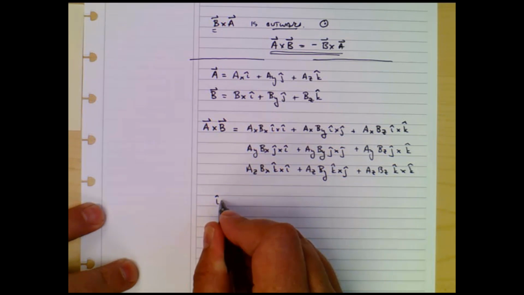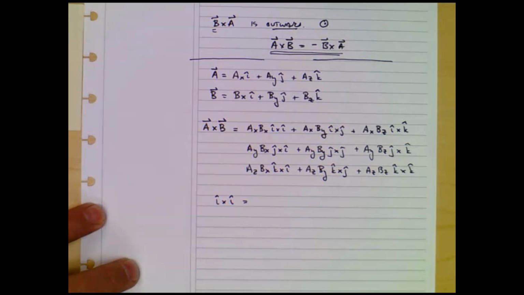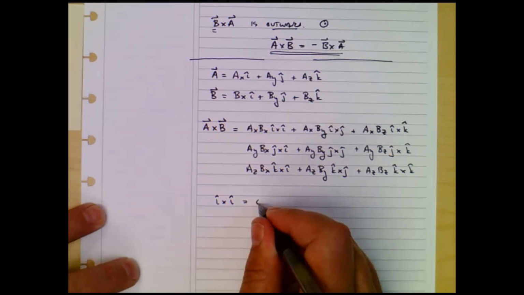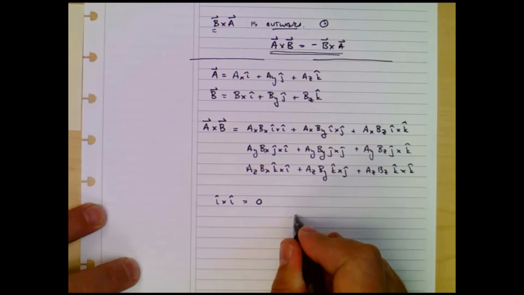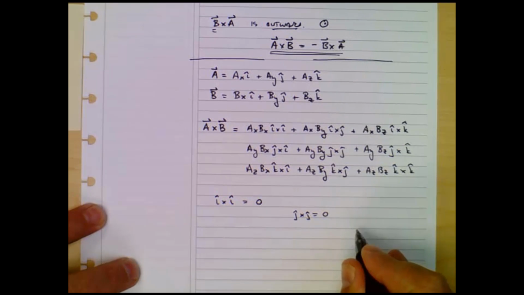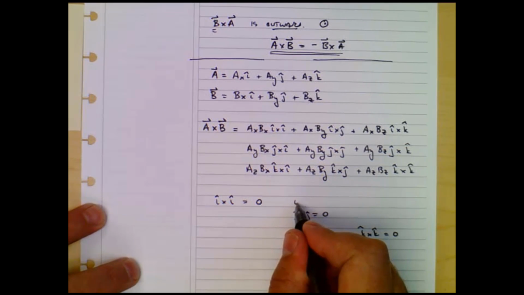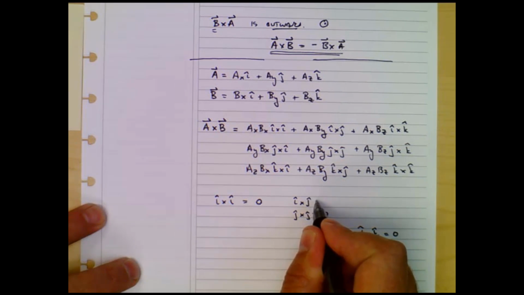So let's consider i cross i. If I take the cross product between a vector and itself, we said this before, the cross product of a vector and itself is 0. So I know that i cross i is going to be 0, j cross j is going to be 0, and k cross k is going to be 0, because the angle between a vector and itself is 0, and sine of 0 is 0. Okay? What about i cross j?